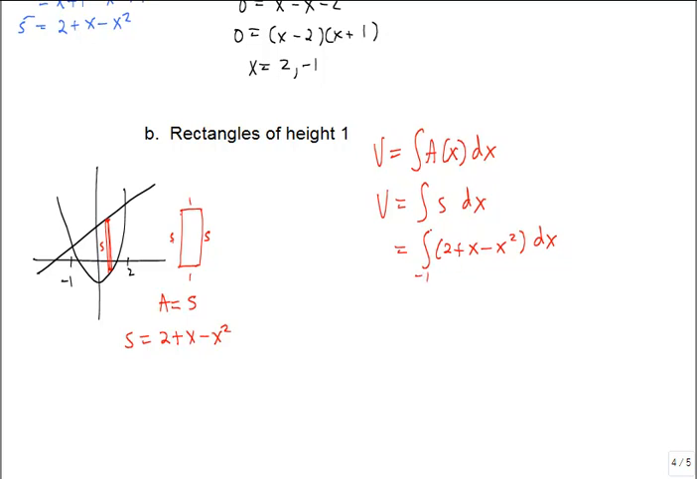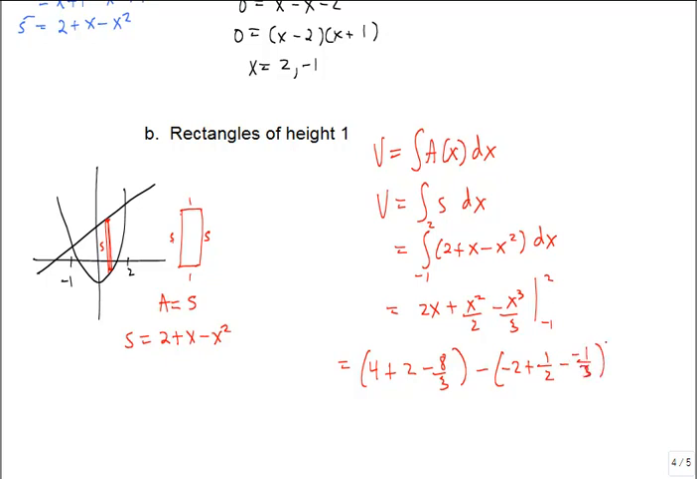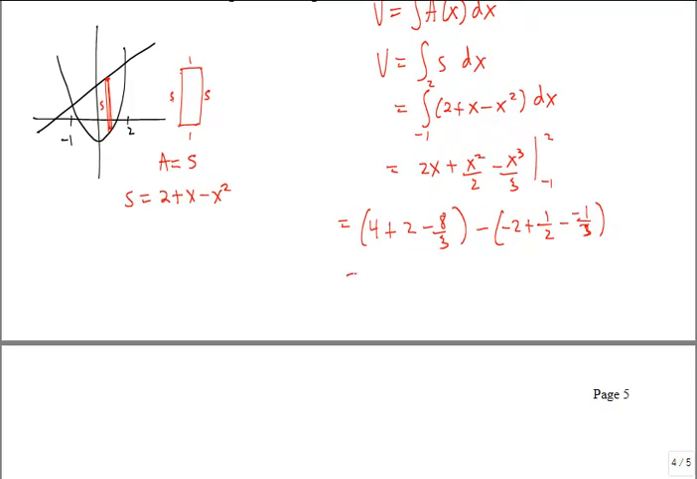Our bounds remain negative 1 to 2, and since we're not squaring this one, it's not so hard to integrate by hand anymore. This would just become 2x plus x squared over 2 minus x cubed over 3 from negative 1 to 2. When I plug in 2, I get 4 plus 4 over 2, which is 2, minus 8/3. When I plug in negative 1, I get minus 2 plus a positive 1/2 minus a negative 1/3. And then I'll leave it up to you to do the arithmetic there to get your common denominators, but this is going to turn out to be 4.5.